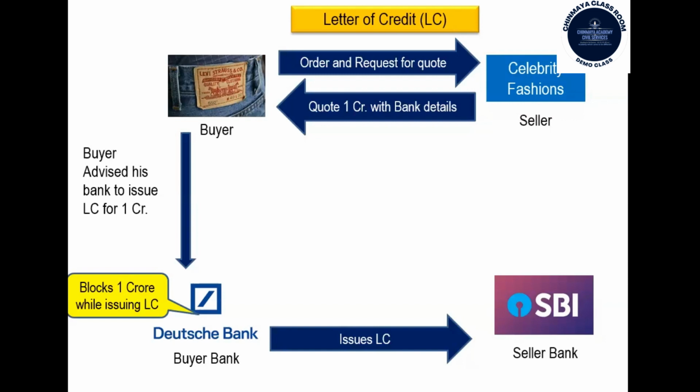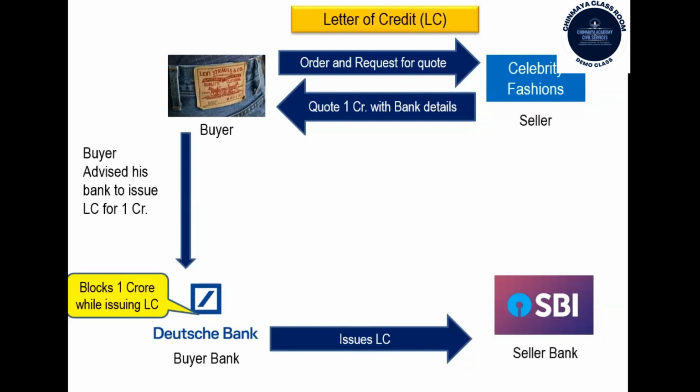So now Deutsche Bank blocked 1 crore and sent the LC to the seller bank. Now the seller bank will call Celebrity Fashions. Come here, I got the LC. Now you are eligible for 1 crore. What do you want? So he says that, sir, I want to buy the zip, the button, cloth, fabric, thread. I want to give salary to my people. Okay, do everything and send the bill to me.